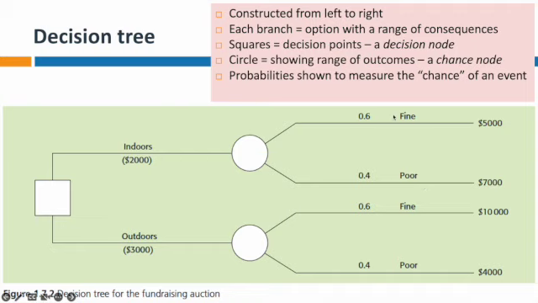So the probabilities are shown to measure the chance of an event happening. So the chance of there being fine weather is 60%. And the last part is economic returns. It shows you the expected financial gains, or in some cases losses, but here, since the numbers are positive, it's all showing us the financial gains from the different decisions and the different outcomes.